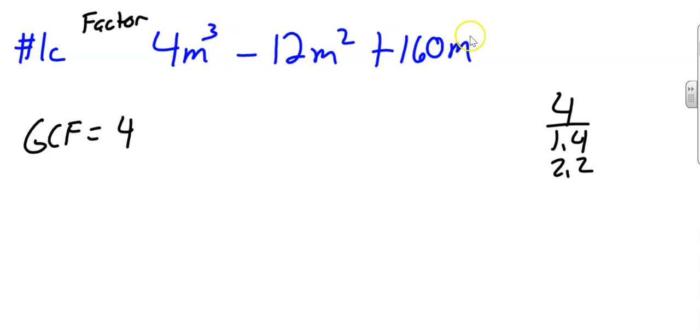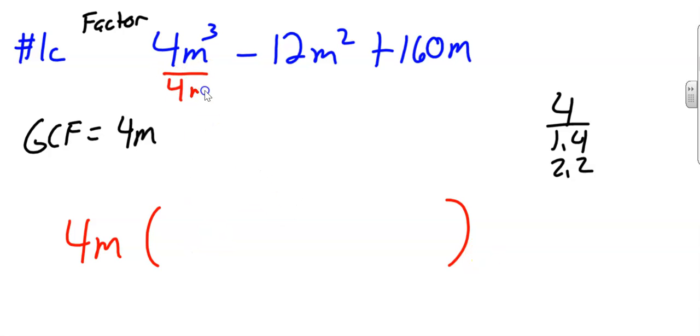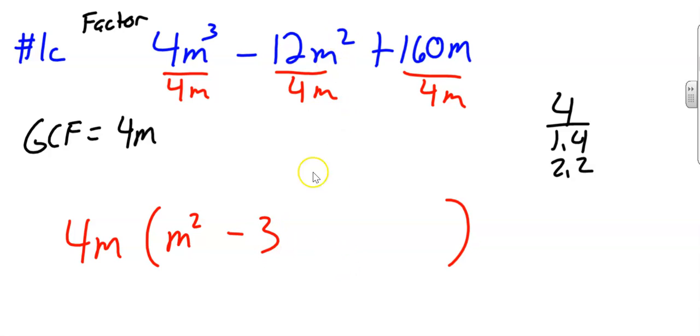And you've got m cubed, m squared, m to the first. So you only take out the smallest power that you have, in that case m to the first, so your greatest common factor would be 4m. Then to get the numbers down here, we'll take everything and divide it all by 4m. So 4 divided by 4 is 1, and that would be m squared, doing 3 minus 1 on that one. 12 divided by 4 is 3, and 2 minus 1 is the 1m that's here. And then 160 divided by 4 would be 40.